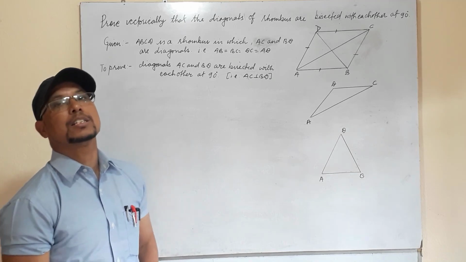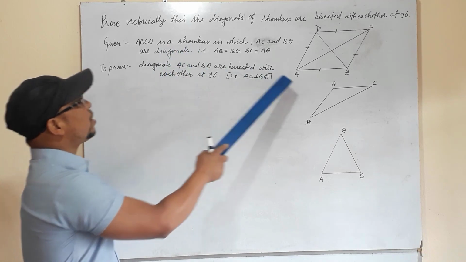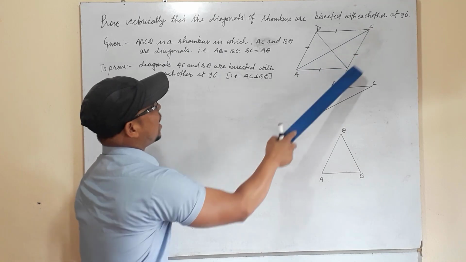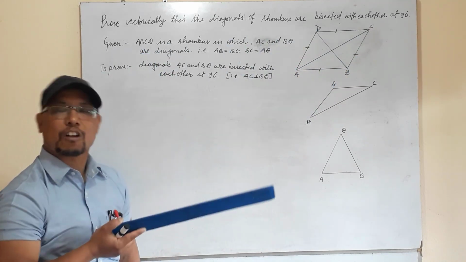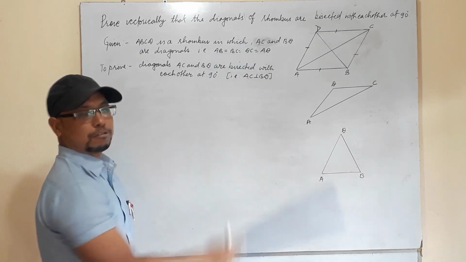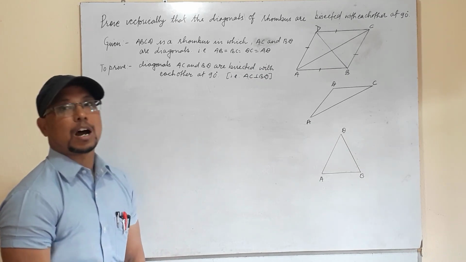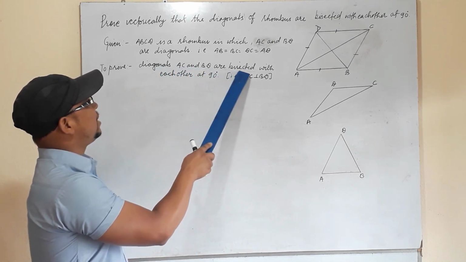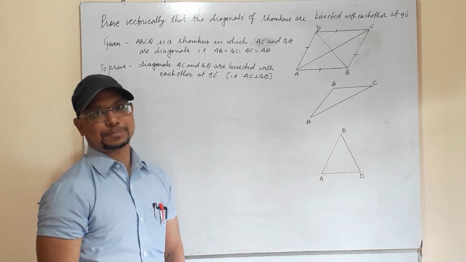Now let's see the given. Given is simply that ABCD is a rhombus in which AC and BD are diagonals. As it is a rhombus, all sides are equal, so we can write AB equals BC equals DC equals AD. These magnitudes of the sides are equal. Now we need to prove that the diagonals AC and BD are bisected with each other at 90 degrees.